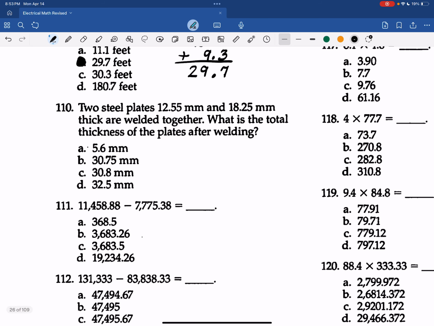2 steel plates, 12.55 millimeters and 18.25 millimeters thick, are welded together. What is the total thickness of the plates after welding? This is addition. And I'm thinking 30.8 millimeters. You can drop that extraneous 0.